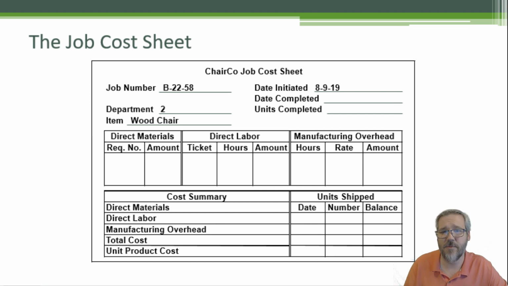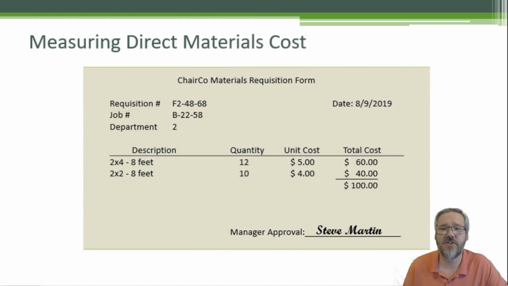We can see the item that I'm wanting to build is a wooden chair. I've got a date initiated of 8/9/19 and date completed, unit completed. Obviously they're not completed yet, so I'm going to wait to fill that out later. And by the way, in this example, we are actually creating 4 wooden chairs. Our example here builds 4 chairs. So let's look at some direct materials being applied to this job.